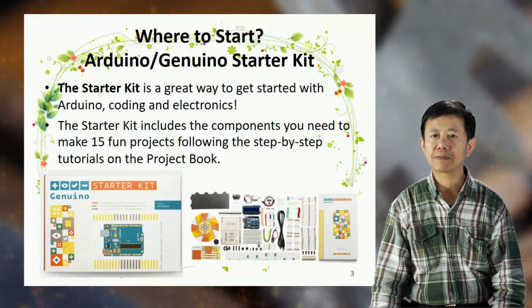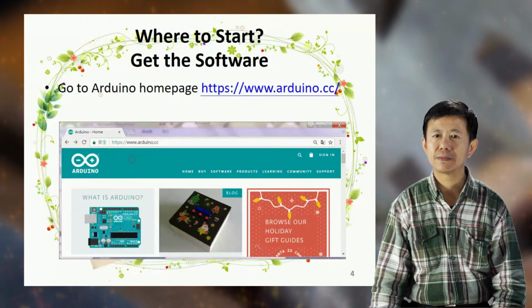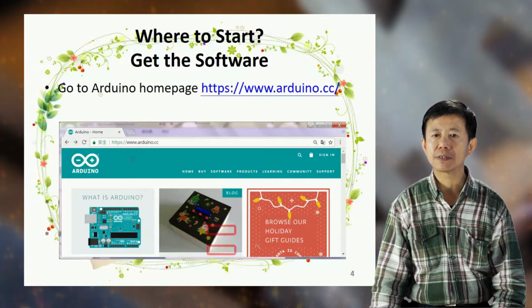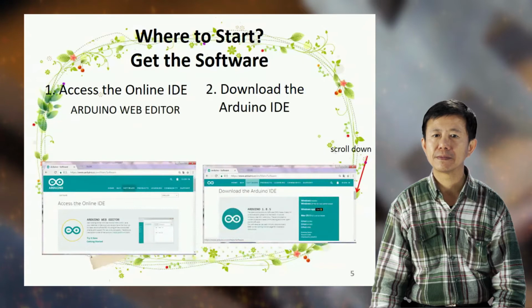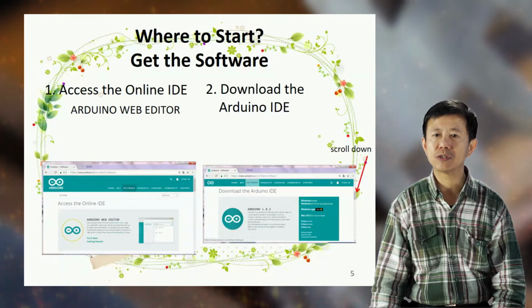When you are equipped with hardware, you'll need software to make it work. Go to Arduino homepage, www.arduino.com. Click on Software. Now you have two choices. Either access the online IDE to use Arduino Web Editor, or download the Arduino IDE to use the software offline.